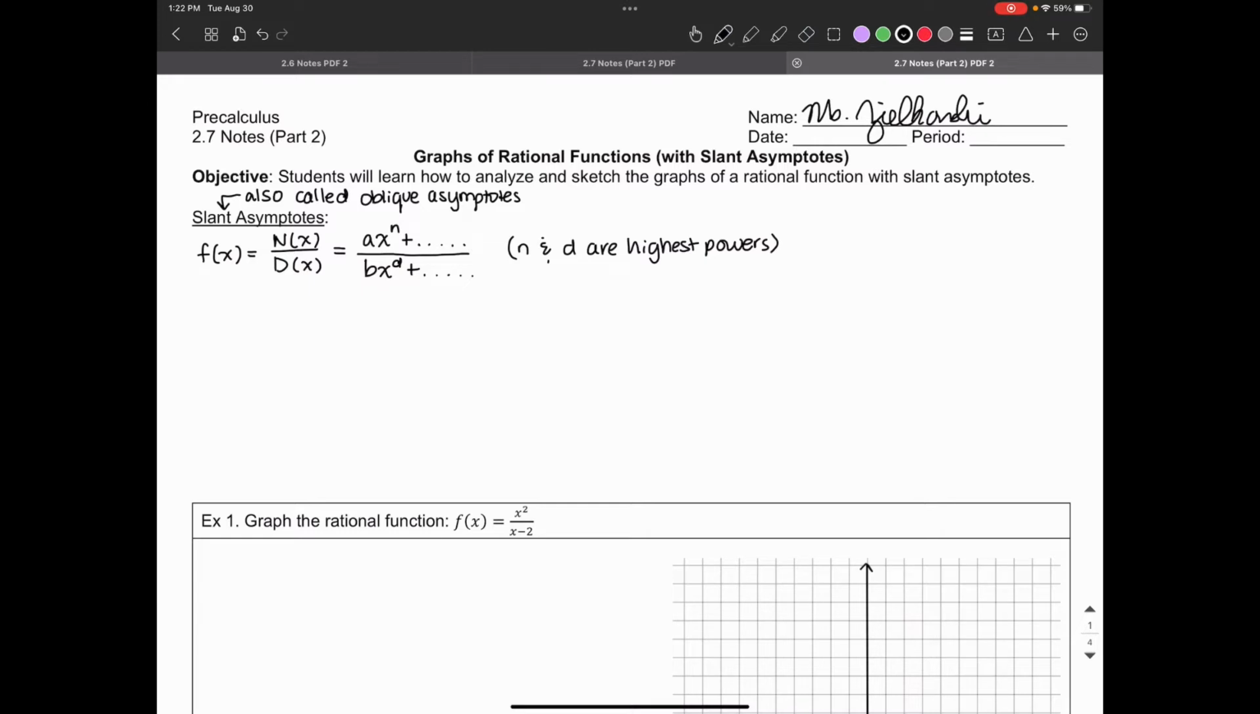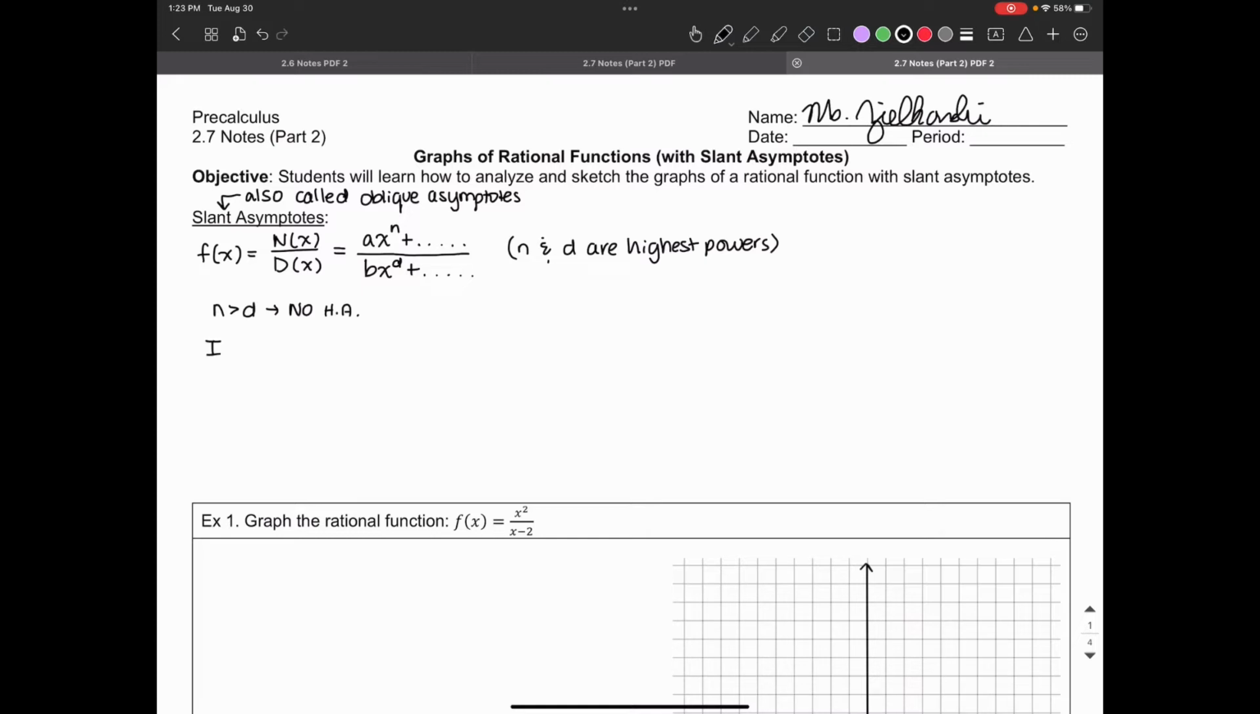Using that general form, we're going to talk about when we're going to see a slant asymptote. So we know that if n is greater than d, there is no horizontal asymptote. And there will be a slant asymptote if n is equal to d plus 1. So if the highest power in the numerator is 1 higher than the power in the denominator, then I know I'm going to have a slant asymptote. So a diagonal line asymptote instead of a horizontal line describing the end behavior.